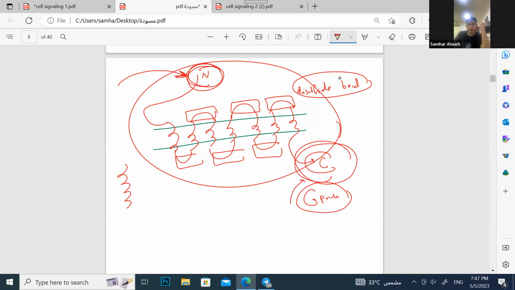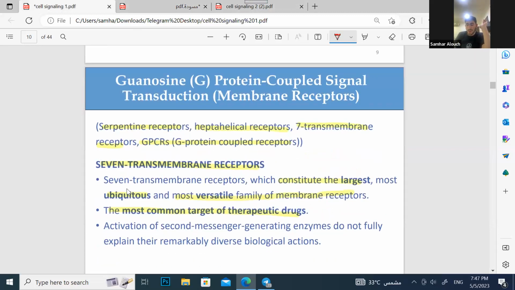And we have 3 bridges outside, 3 bridges inside, and each bridge is made of disulfide bond. This is the structure. Now, what is the name of this structure? Since it has 7 helicals, we can name it with different names. First, we can call it G protein coupled receptor because it's a receptor that has G protein coupled to it. So the first name and the most common name is G protein coupled receptor.